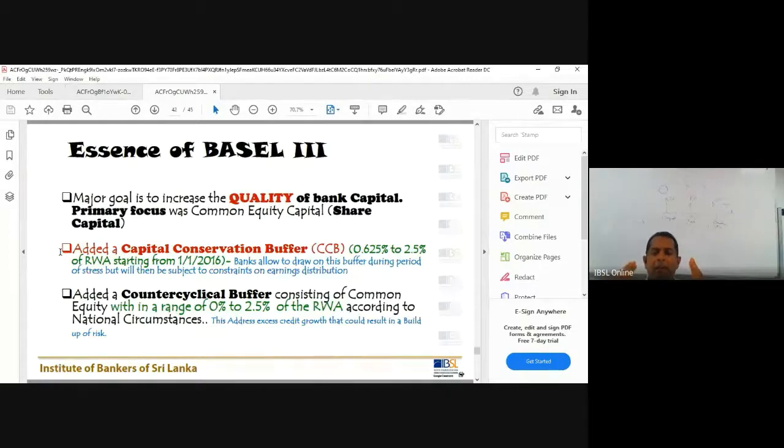Then the countercyclical buffer is imposed from time to time. When the central bank thinks there is undue credit growth in the country, they can implement this. They can tell, okay, now we are activating the countercyclical buffer. So you have to allocate your capital to that, which you can't use for capital calculation, right? Consisting of common equity with a range of 0.0% to 2.5% of RWA according to national circumstances. This addresses the excess credit growth that could result in a build-up of risk.